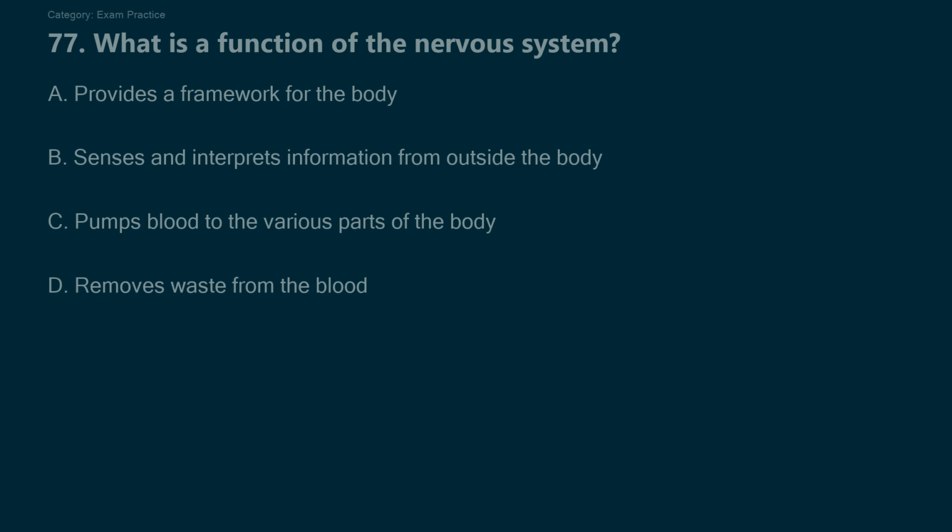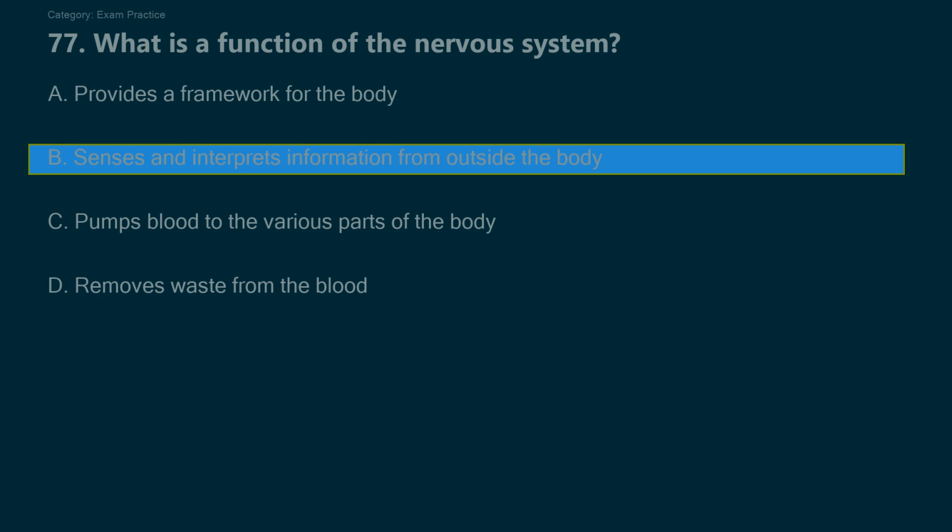Question 77. What is a function of the nervous system? Option A, provides a framework for the body. Option B, senses and interprets information from outside the body. Option C, pumps blood to the various parts of the body. Option D, removes waste from the blood. The correct answer is option B, senses and interprets information from outside the body.